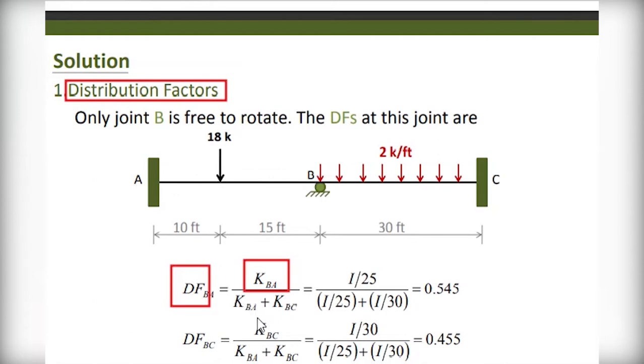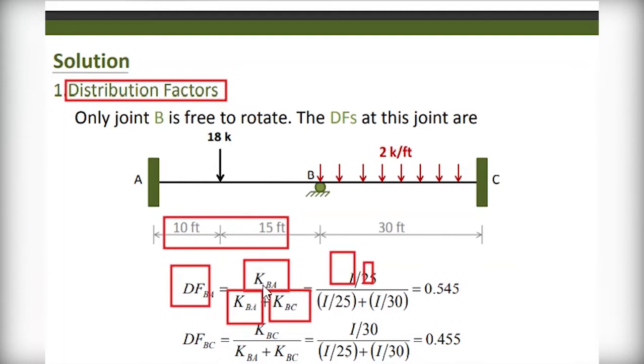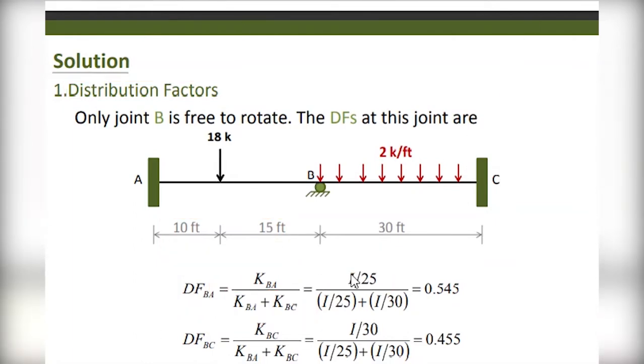But for the member between B and A, it is a function of k at BA over the summation of the k regarding the members. Now the value of k is a function of I over L. The value of L between these two points is about 25 feet. Now after that, you have your KBA and the sum of KBA and KBC. The ratio you get is about 0.545.